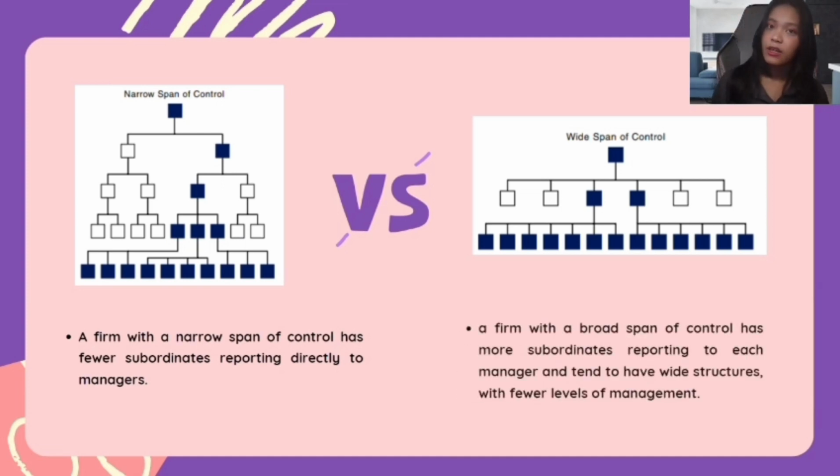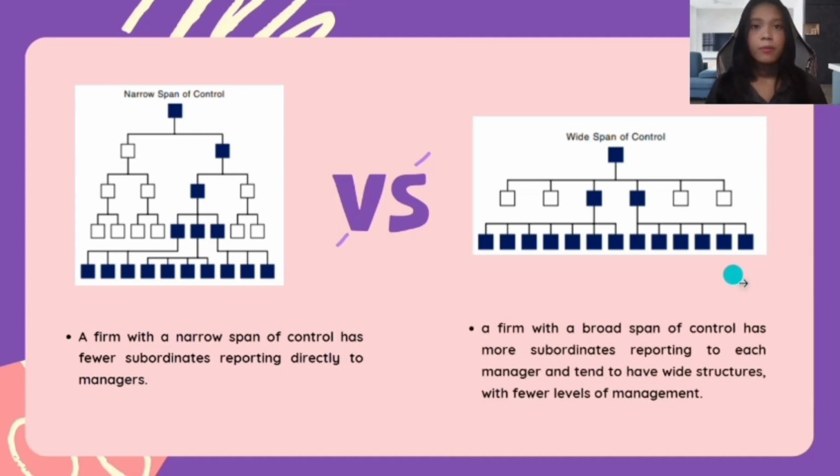While on the other hand, on the right side, a firm with a broad span of control has more subordinates reporting to each manager and tends to have a wide structure with fewer levels of management. Wider control spans are much preferable according to organizational behavioral research, because they give employees more freedom to make their own decisions and could also result in higher motivation and improved employee morale.